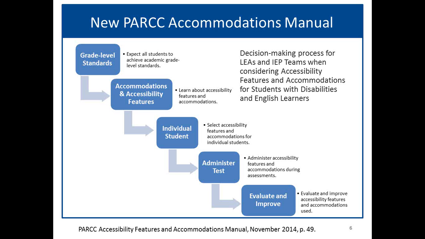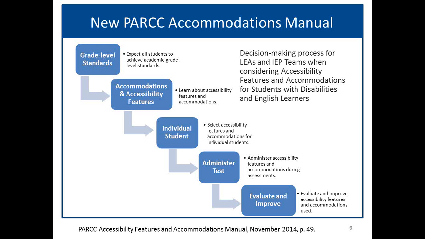And what you should be doing right now is step 2, where you are learning about all of the accessibility features and accommodations that are available to certain student populations, and familiarizing yourself with that, as well as step 3, where you are actually selecting these features and accommodations for individual students.